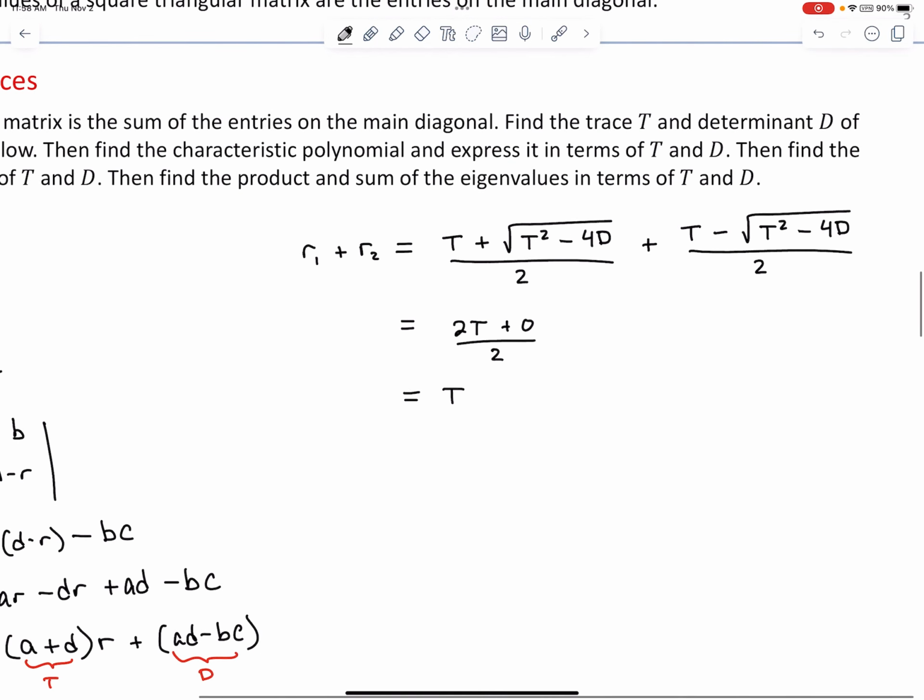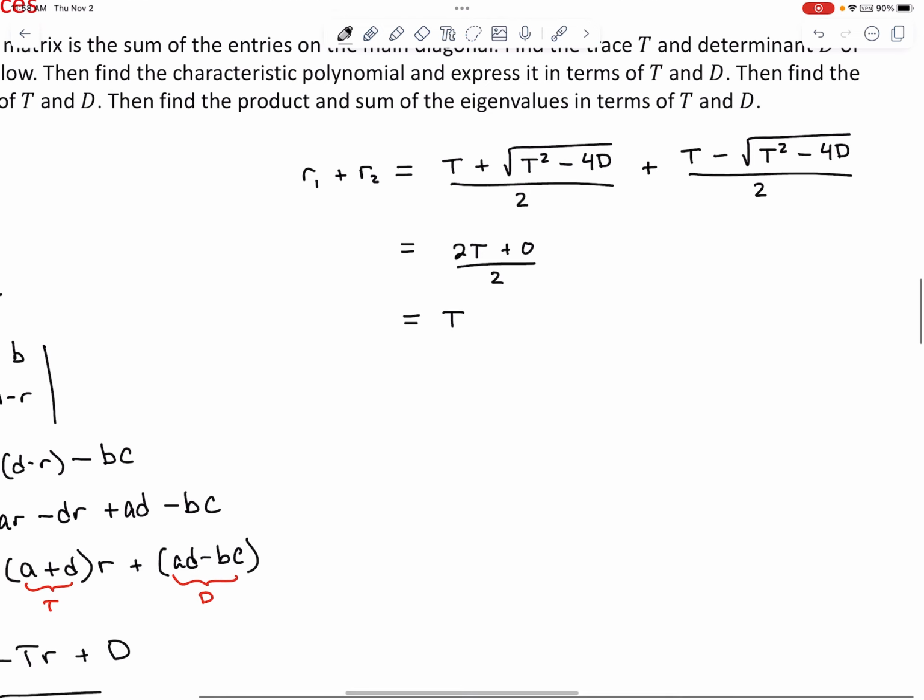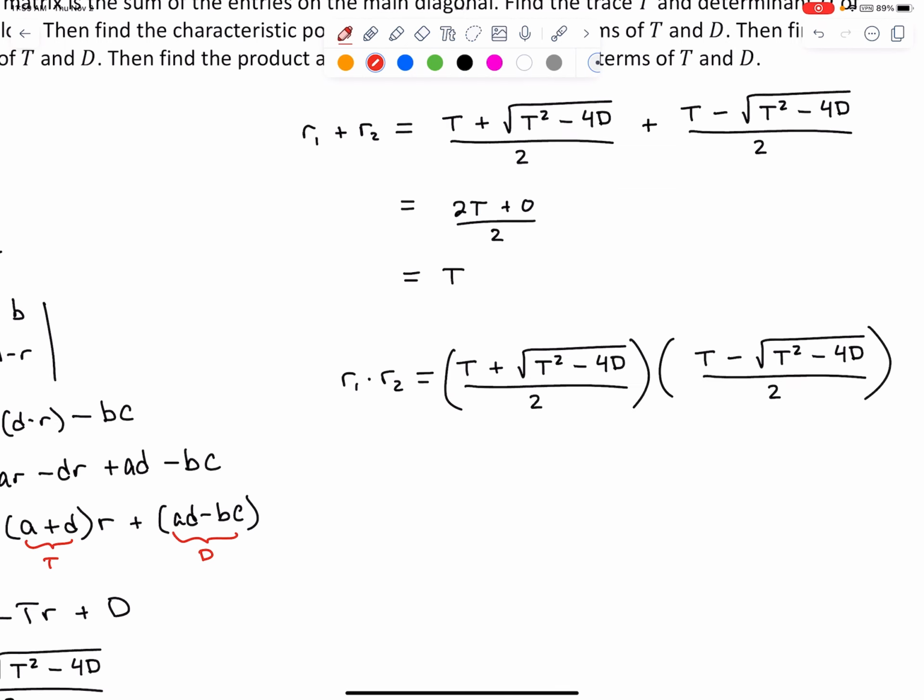And it's remarkable that the sum of the eigenvalues equals the trace, which was the sum of the entries on the main diagonal. Now let's multiply the two eigenvalues, r1 times r2, and find their product. All right, the two numerators are conjugates of each other. We have an a minus b and an a plus b. And when you FOIL that, you should just get the difference of squares.